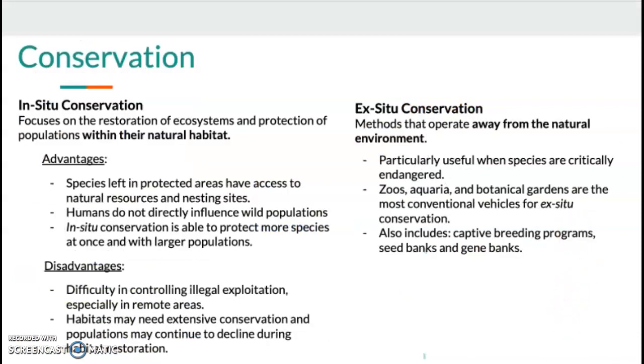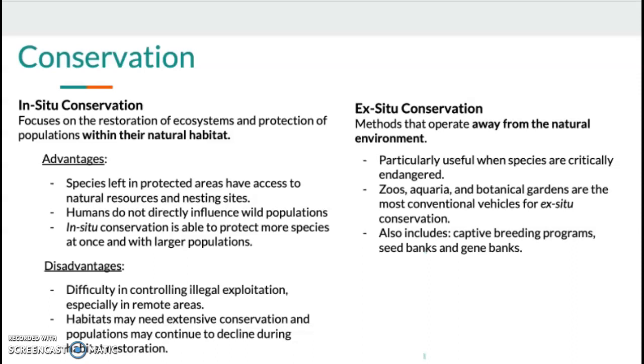For conservation, we have two types. We have in situ. This is happening in a natural environment. So in that last example for the piping plovers, we might try to protect a nesting site or protect a habitat to make sure there's access to the resources that they need. There is no direct human influence aside from protecting an area, and it's able to protect more than one species at a time, because if we're protecting that general habitat area, all of the organisms in that area would have that protection.